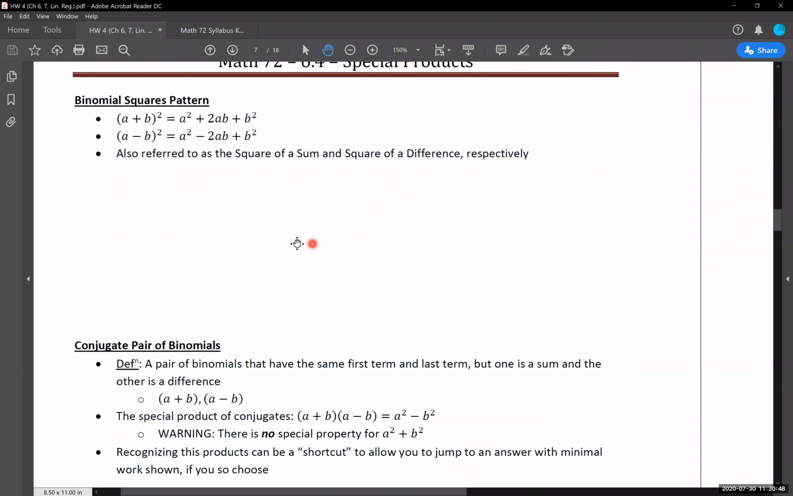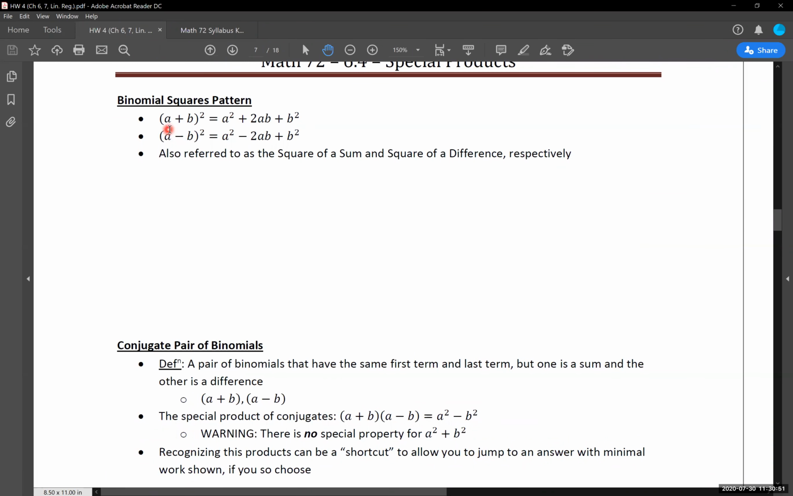This follows the pattern that if I have a binomial (a + b)^2, my answer is always going to be the same as a^2, whatever our first term is squared, plus 2ab, whatever our first term is times our second term, plus b^2, whatever our b term is, squared. Very similarly, with the quantity (a - b)^2, we're going to get almost the exact same thing, except we're going to have a subtraction sign in there.